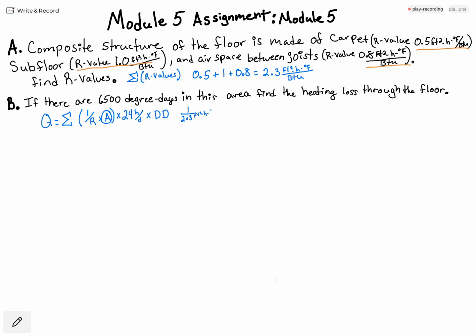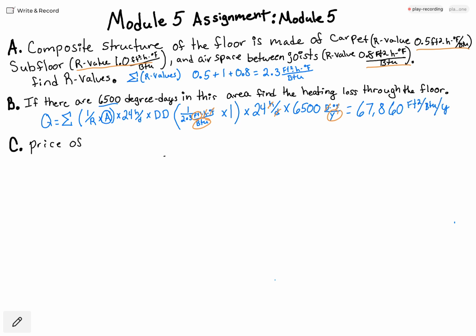The first thing I'm plugging in is the R value from A. And that's just times 1 because we're just doing it by the area of a square foot, times 24 hours in a day, times the degree day of 6,500. A degree day unit is day degrees Fahrenheit per year. So I can cross out the units I don't need, and I'm left with feet squared over BTU. For every square foot, in the course of the year, I will lose 67,860 feet squared BTU.